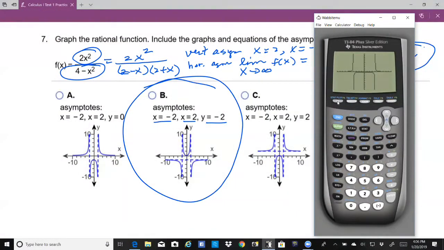So let's put this in our calculator. 2x squared divided by, remember to use parentheses or you'll get the wrong answer, 4 minus x squared. And let's zoom to the standard window. And sure enough, there is a graph exactly what we thought it was going to be, answer B.